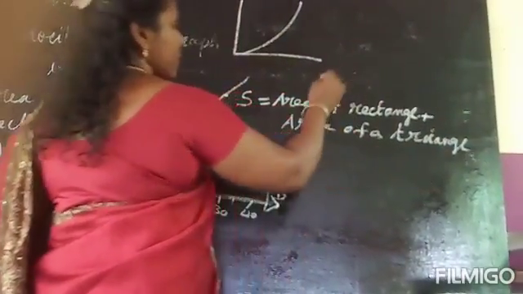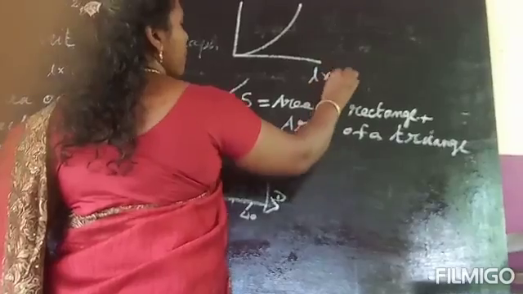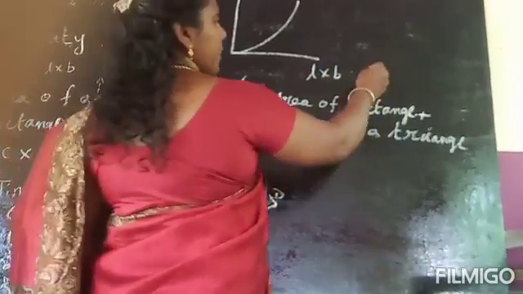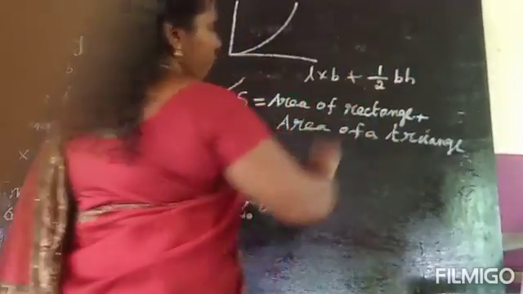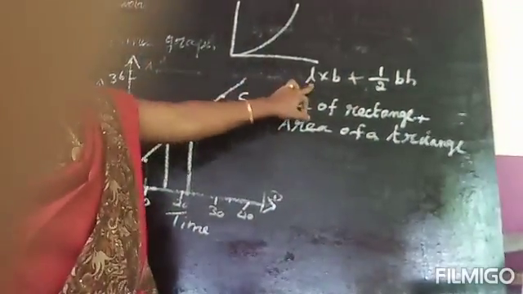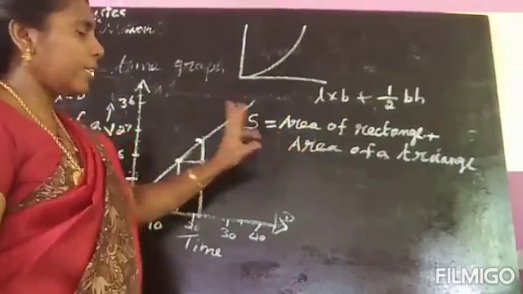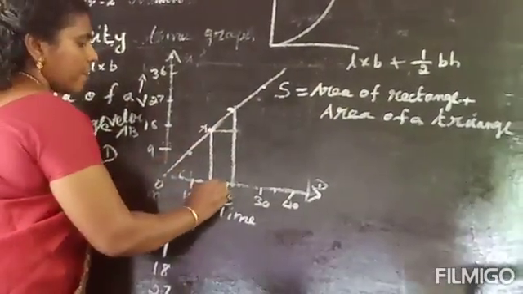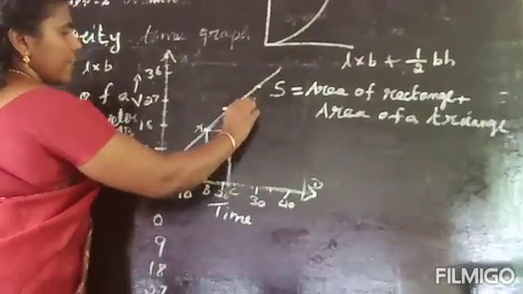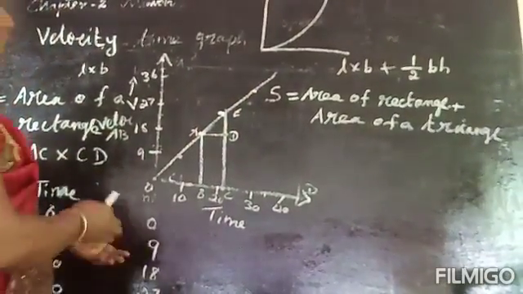Area of a rectangle, what is the formula? L into B. What is the formula for the area of a triangle? Half BH. This is a mathematical formula. By using this formula, we are calculating the distance or displacement. Suppose here A, B, C, D, E. Now we can calculate this.